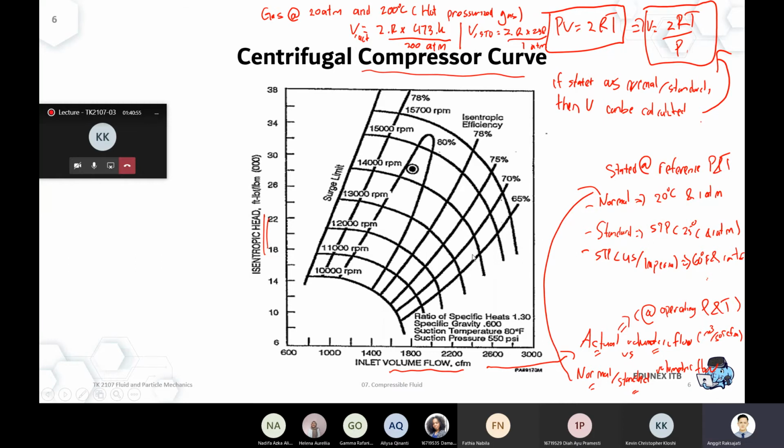And as you can see, the number changed a lot. Instead of dividing by 20, now you divide by 1. The volume will be about 20 times smaller in the actual condition, but if you express in standard condition, it becomes about 20 times bigger than the actual volume. Both has purpose. Okay.